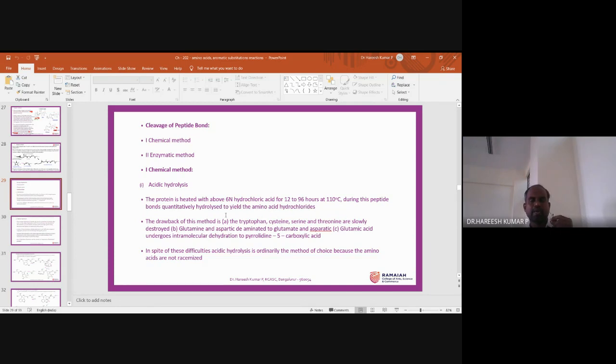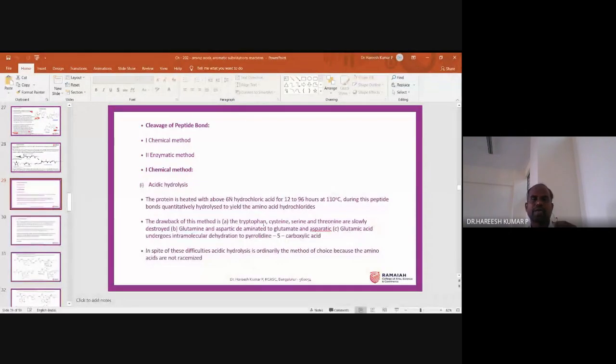That means when a peptide or protein is subjected to hydrolysis, more particularly with 6 normal hydrochloric acid. In the laboratory, the table reagent will have 2 normal, so 6 normal is a little higher concentration. Commercially available hydrochloric acid is around 11 to 12 normal, but we have to reduce it to 6 normal hydrochloric acid.